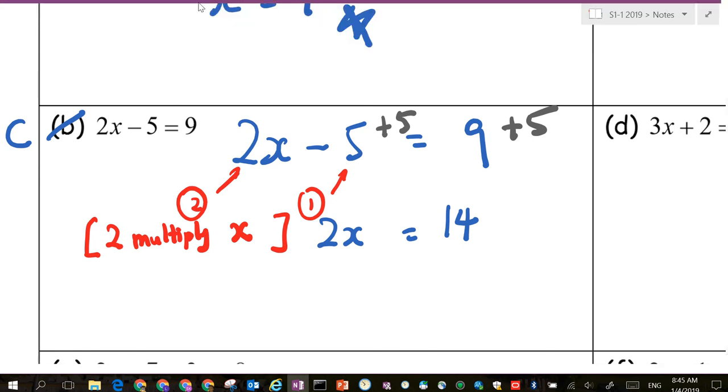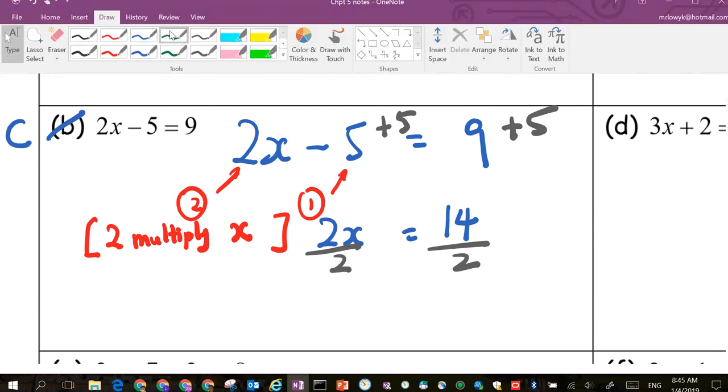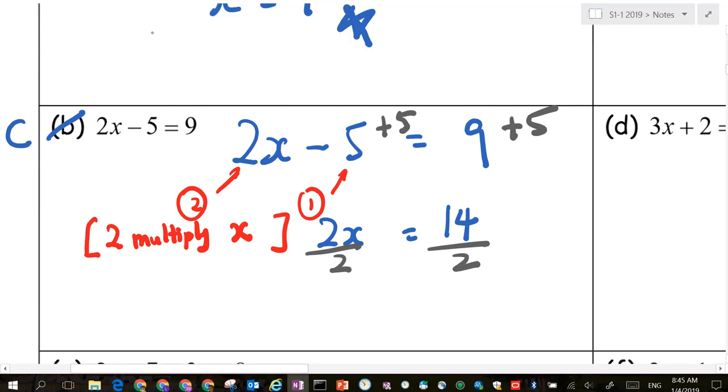So can you press your calculator? What is 2 divided by 2? 1. 2 divided by 2 is 1. Therefore, I have 1. The other side, press calculator. What is 14 divided by 2? 7. Now, do you know what this means? What does 7 means? Can I put the 7 back into this? Can everyone press a calculator now? 2 times 7. 2 times 7 minus 5. Is it 9? I think this is correct.